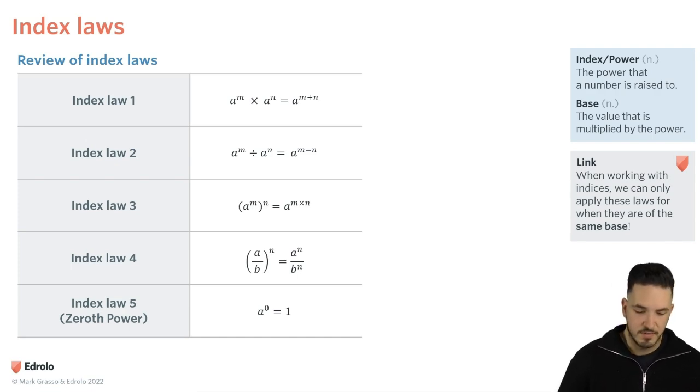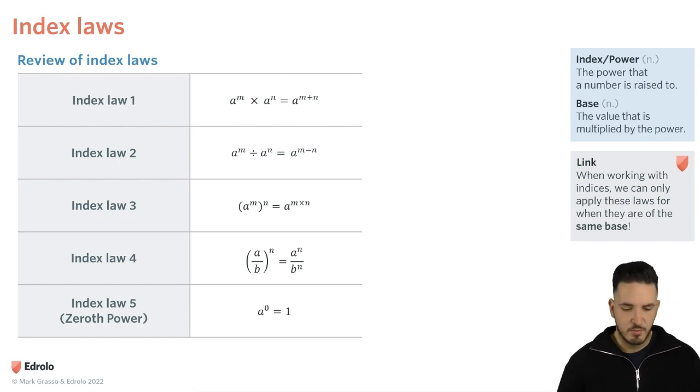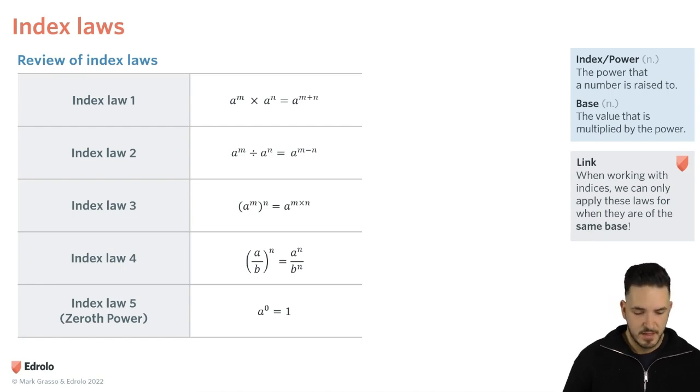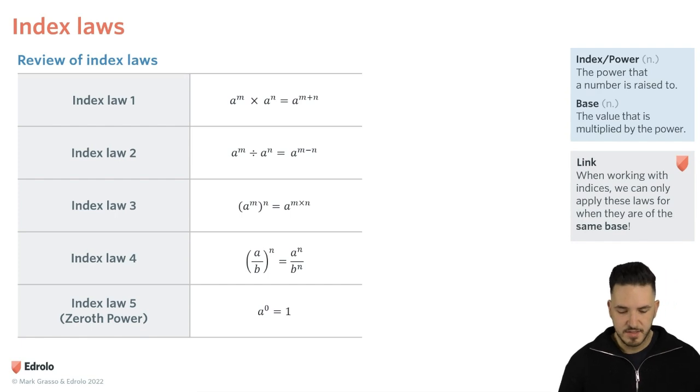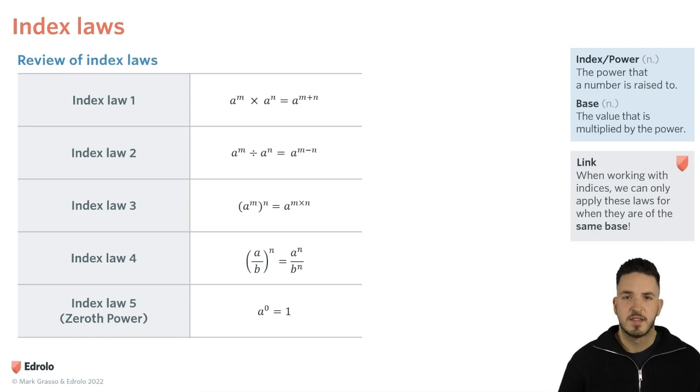To review each of these, index laws 1 and 2 refer to the multiplication and division of indices. Index laws 3 and 4 refer to taking an index to a power and then division using the index. Looking at index laws 1 and 2, when we multiply indices of the same base, we add their powers. When we divide indices of the same base, we subtract their powers. And that makes sense because the opposite of multiplication is division, and the opposite of addition is subtraction.